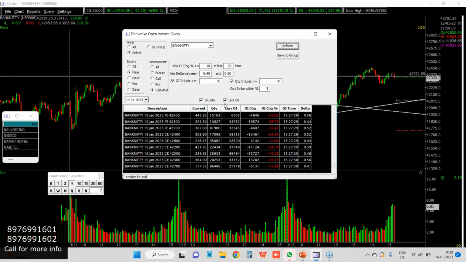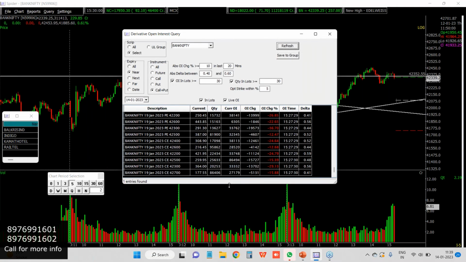Then what you have to do is always select live OI, tick both of these conditions, and just click on refresh once. You will not get multiple results continuously coming into your picture. But if you check for the overall market, we have got multiple results over here.